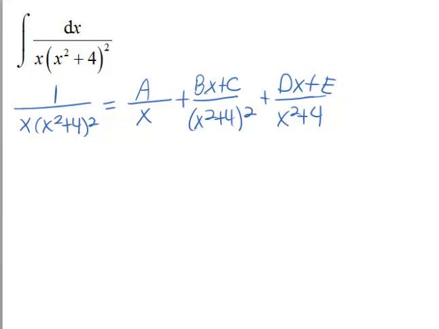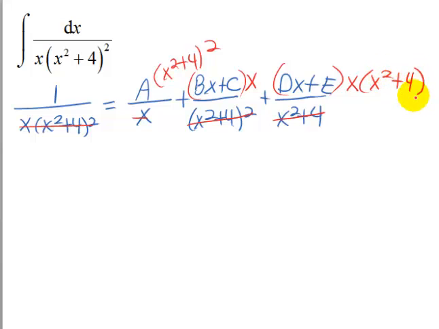Now let's go ahead and clear the fractions. So if we multiply by this denominator, this will cancel. The x will go here and leave (x squared plus 4) squared. On this one, the (x squared plus 4) squared will go and leave us x. And on this last one, one of the (x squared plus 4)'s will go, so that'll leave us an x and an x squared plus 4.